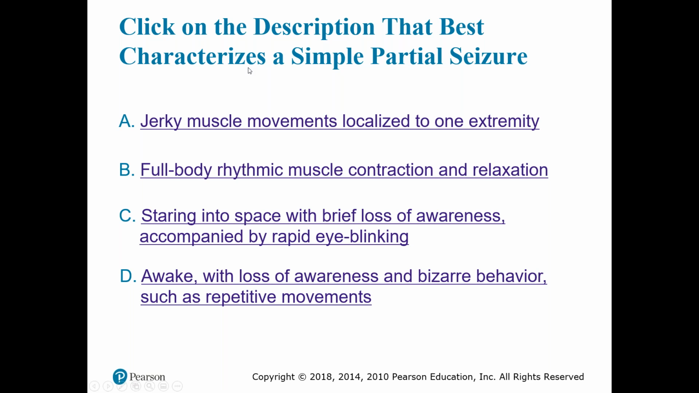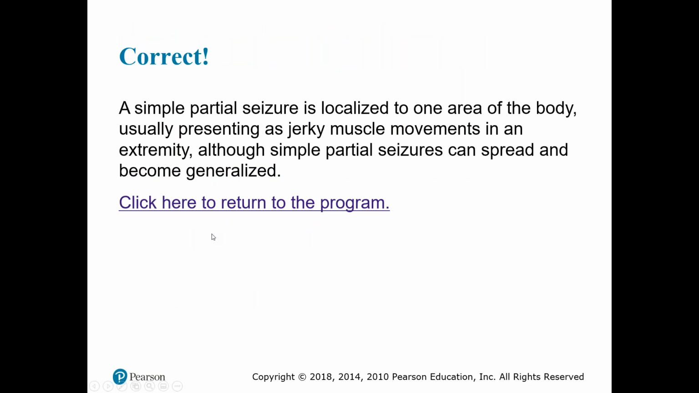So let's take a quiz. Description that best characterizes a simple partial seizure. So jerky muscle movement localized to one extremity, that seems to fit. Full body rhythmic muscle contraction and relaxation, that does not, because simple partial seizures is only going to affect a small portion of the brain. Staring into space with brief loss of awareness accompanied by rapid eye blinking. Now remember, simple partial seizure, the patient is still alert and oriented. So this is going to be a complex partial seizure. Awake with loss of awareness, bizarre behavior such as repetitive movements.